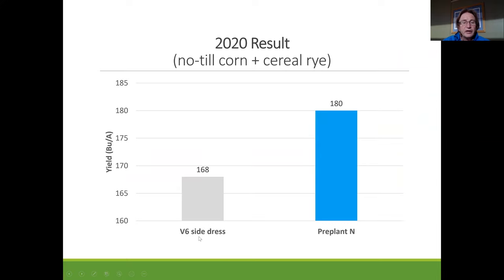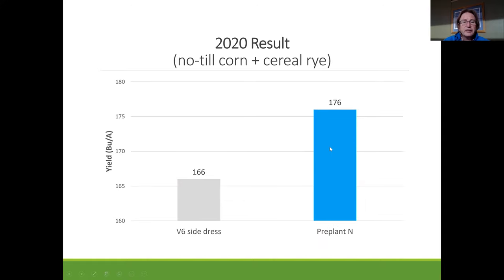His standard practice at V6 growth stage was 168 bushels. Remember, this was a dry location and we didn't have a lot of rainfall, so yields were suppressed. With pre-plant N or broadcast urea ammonium nitrate or ammonium sulfate, you can see he realized 180 bushels. So there's almost a 12 bushel yield advantage in this field for applying nitrate, or applying a nitrogen form that's readily available to the crop during early yield formation stages.